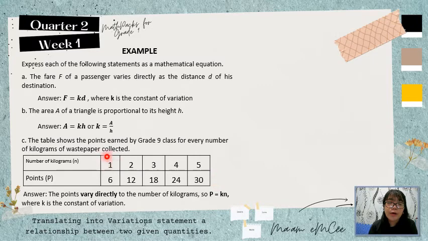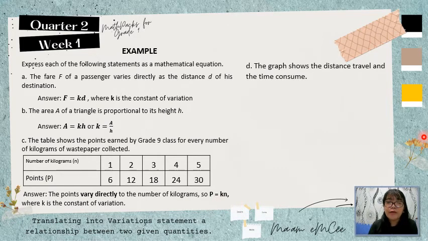If you multiply 1 to 6, or if we multiply 6 to 1, that is equal to 6. If we multiply 2 by 6, that is 12. 3 times 6, that's 18. 4 times 6, that's 24. 5 times 6, that's 30. Our constant of variation there is 6. But we are just trying to get the mathematical equation. So that would be P is equal to Kn.